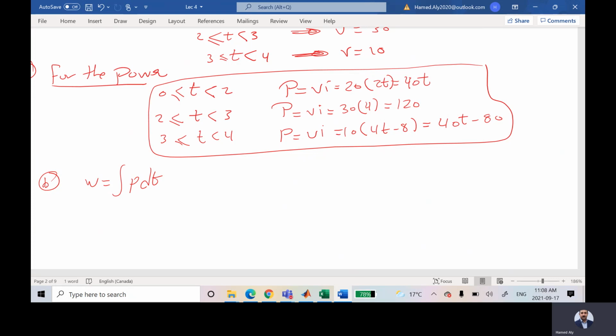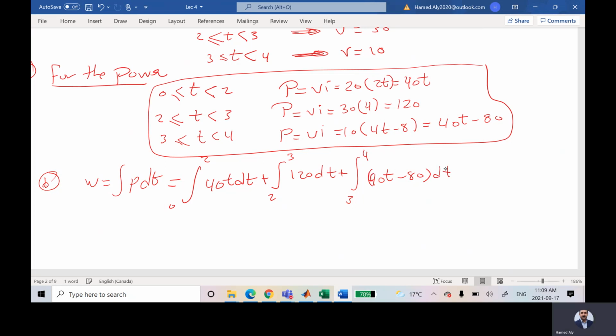The first term is the integral from 0 to 2. The second term, the integral from 2 to 3. And the third term is the integral from 3 to 4. So this will be equal to the integral from 0 to 2 of 40t dt, plus the integral from 2 to 3 of 120 dt, plus the integral from 3 to 4 of 40t minus 80 dt.